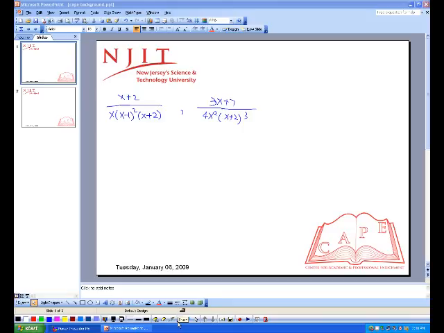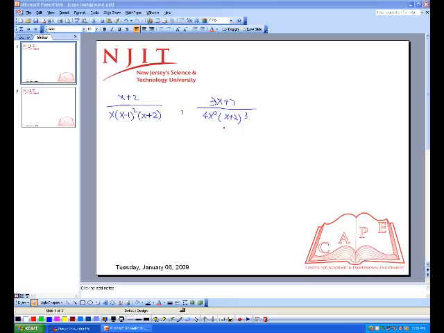My name is Tao Ling, and I'll try to explain to you how to find least common denominators for two rational expressions. So here is an example. We have x plus 2 divided by the denominator, and then the other one is 3x plus 7 divided by its denominator. So now the first thing you have to make sure is the denominators are completely factored. In this case, it's completely factored. Okay. 4x squared (x plus 2) cubed is also completely factored.